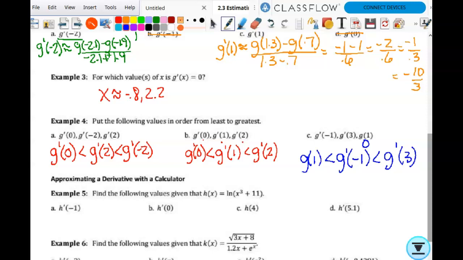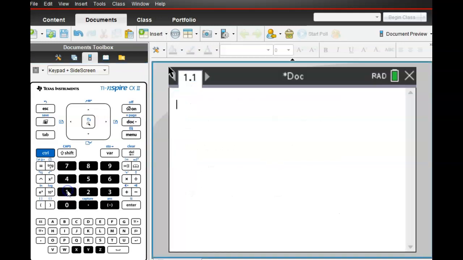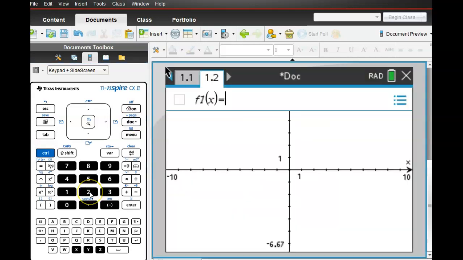Okay. All right, so before we do this on the calculator, we're going to have a couple settings that we need to fix on the calculator. So I want you to turn it on, and then remember, when you hit on, if it asks you if you want to save, just say no. Then we're going to add a calculator, and then we also want to add a graph. So to do that, we do Control Doc, that adds a page, and we choose 2 for graphs. Okay? We okay with that? All right. Everybody have both of those things in there?